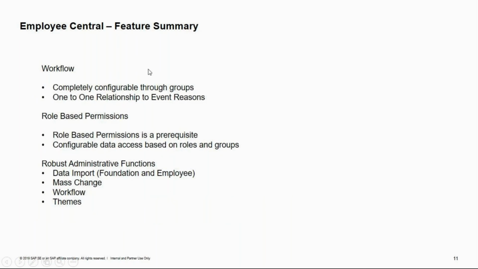We configure the workflows. We have RBP, role-based permission, which defines who should have access to what data. So that is configured in RBP. And then robust administrative functions like mass changes. If I have to change or transfer 1,000 employees, or promote 100 employees, terminate 1,000 employees, or hire 200 employees, all of this can be done through mass loads.